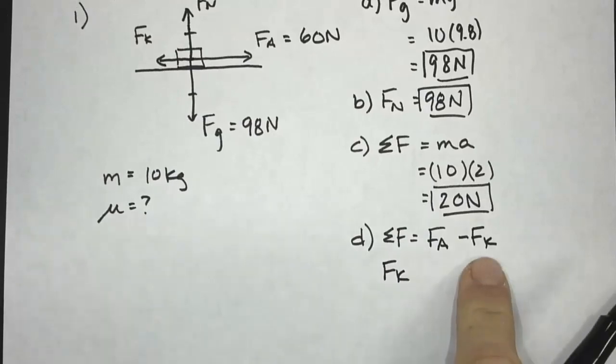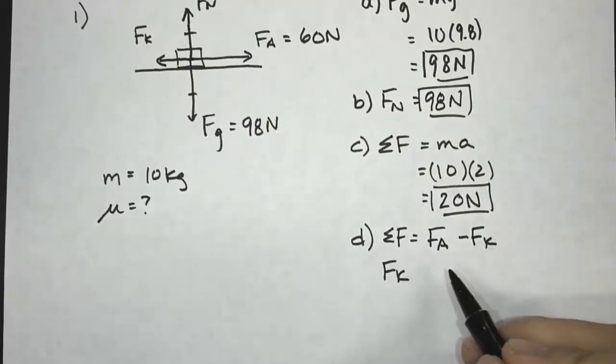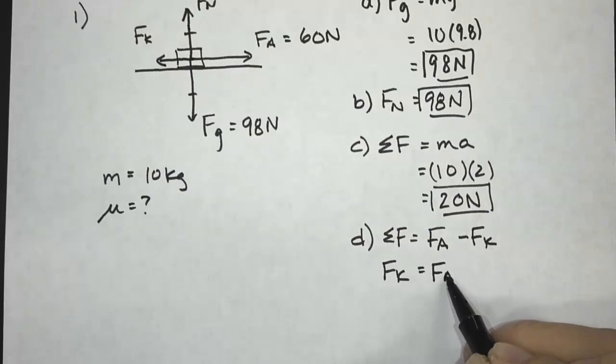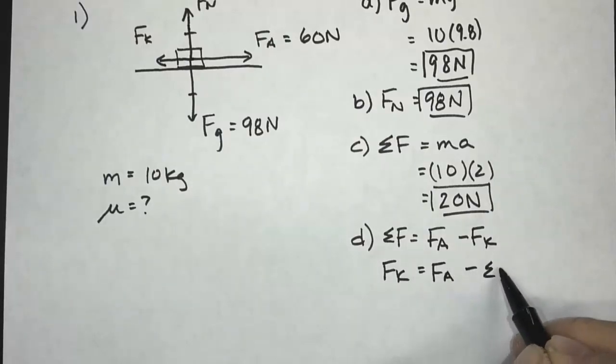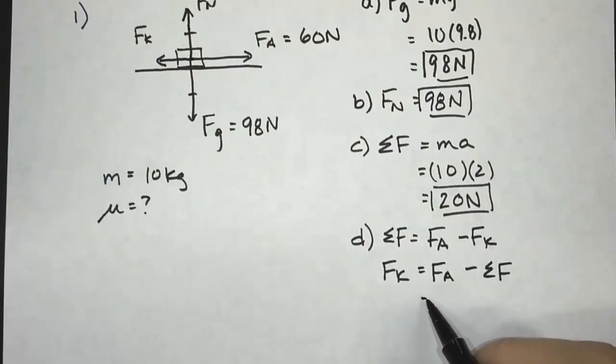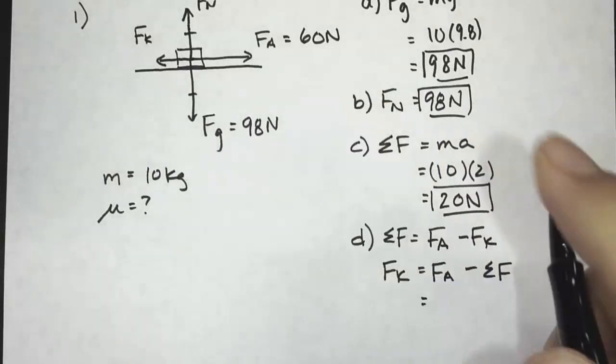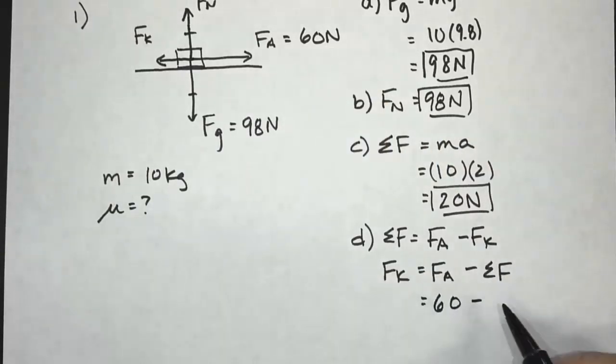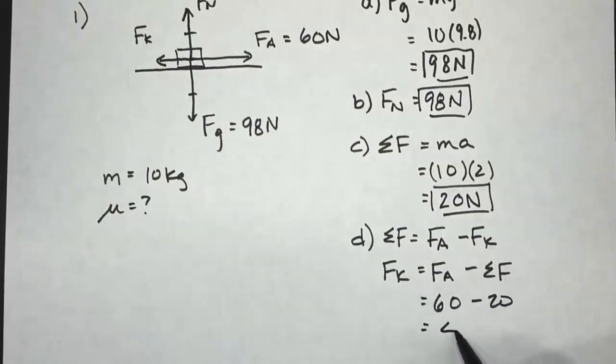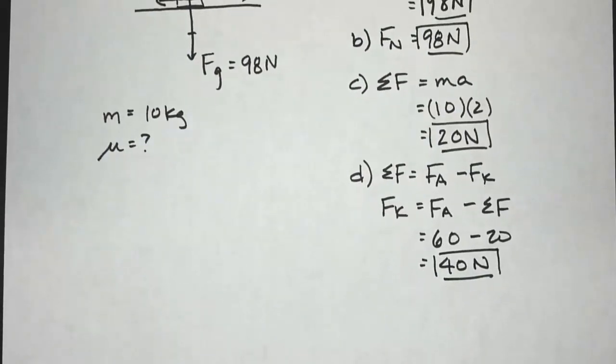So I'm going to move the Fk to the left, move the net force to the right. So I end up with Fa minus the net force. The applied force is 60. That was given. So that's going to be 60 minus the net force. We just solved that, which was 20. And we get 40 newtons. So the kinetic friction is 40 newtons.